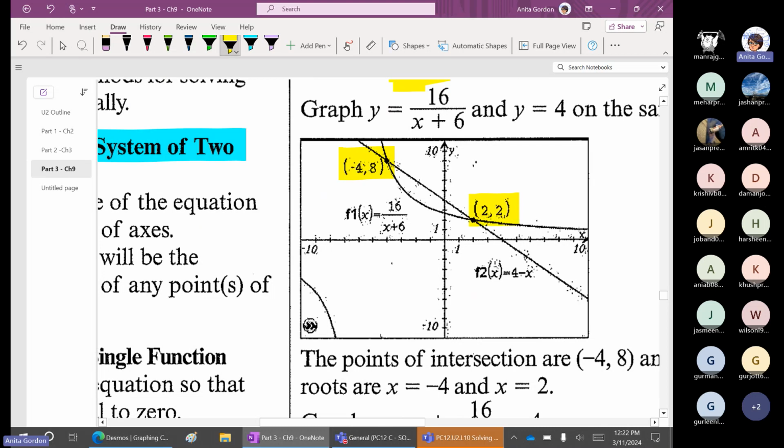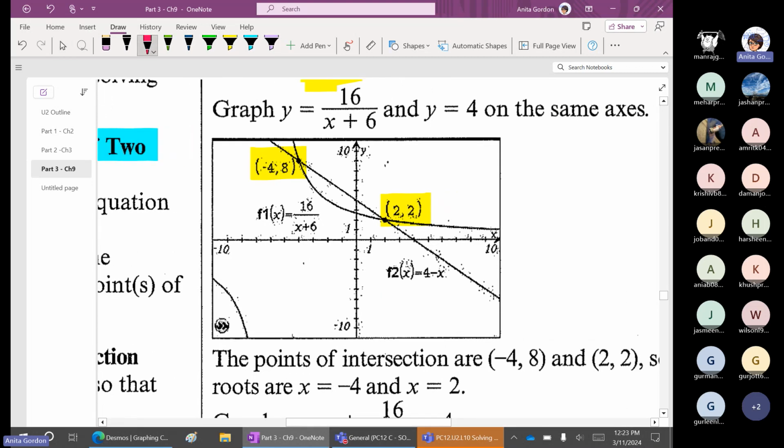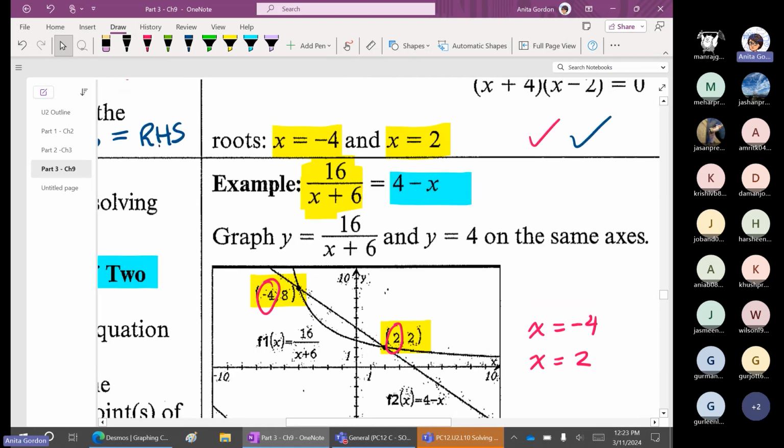These intersection points are the solutions. Where do the graphs cross over? And we're only worried about the x value. So this solution tells me that x is negative 4 and x is positive 2, which is what we got up here. So that checks out.